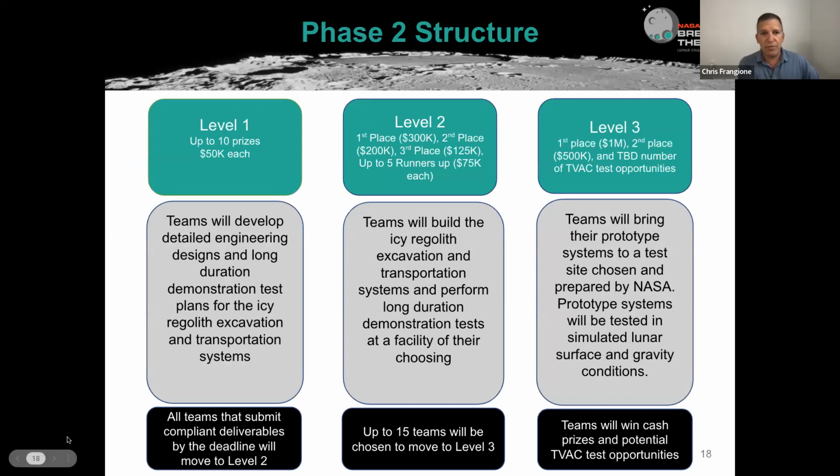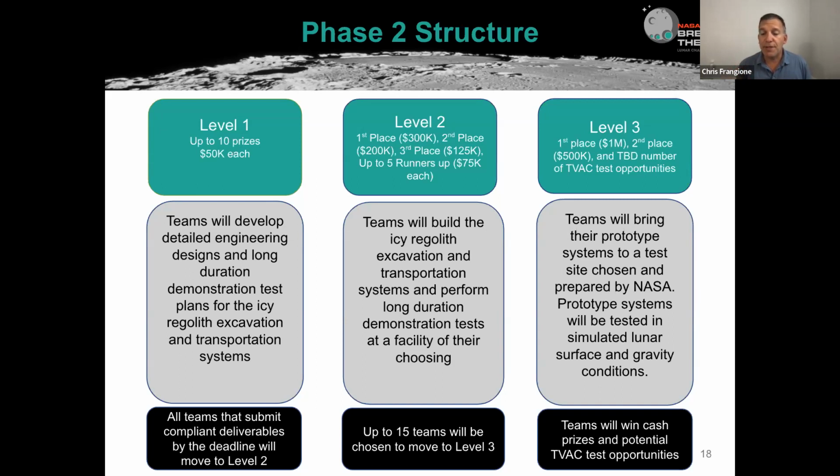So here are our 3 levels in phase 2. Level 1 is detailed engineering designs and test plans. Everybody that submits in level 1 and is approved will move on to level 2. Doesn't matter how many, but everybody will move on to level 2 as long as they meet all the requirements. Level 2 is to build and test your prototype at a facility of your choosing. These are long duration tests, and the top 15 or up to 15 teams will move forward to level 3.